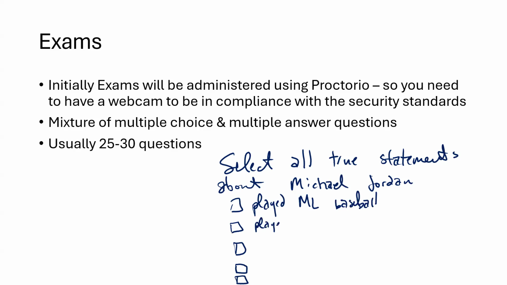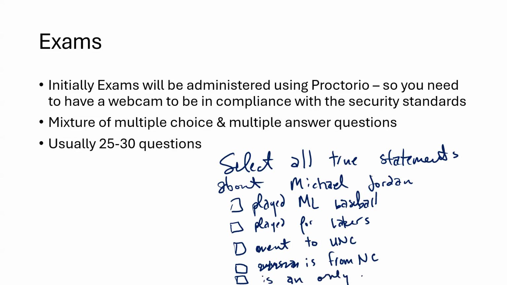Played for the Lakers. Let's say went to UNC, and then let's see, I need two more. Owns a home, or actually is from North Carolina, is an only child. Now, if you don't know any of these questions or any of these answers, well, get ready. Okay, so this would be like a 2-point question.